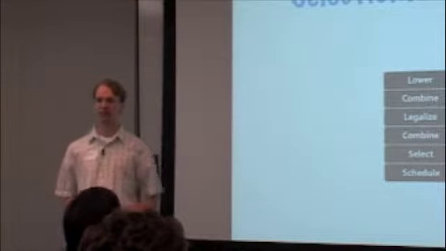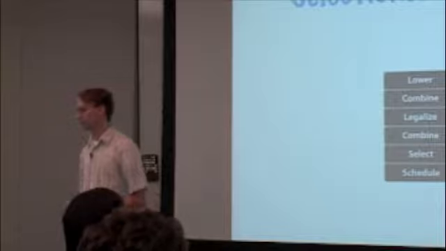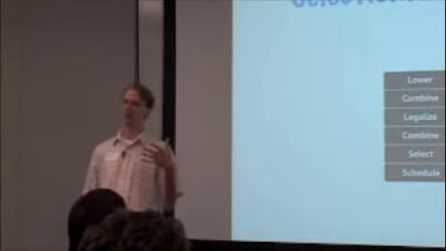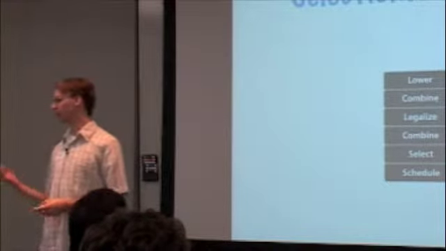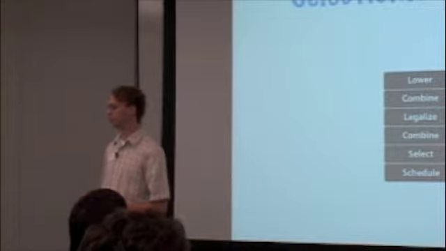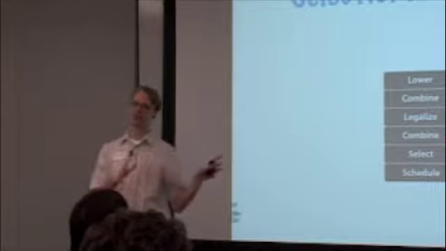The SelectionDAG has 6 main steps. The lower step, which is producing the SelectionDAG, looking at the LLVM IR as input, and writing a SelectionDAG as output. The combine phase, which is peephole style optimizations and simplifications. Legalize, which lowers operations that are not legal for the machine.